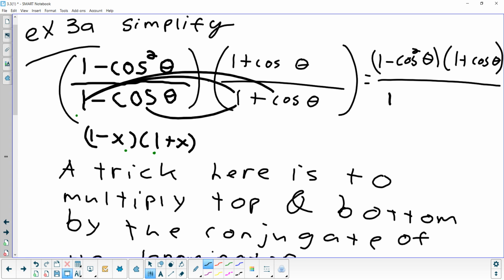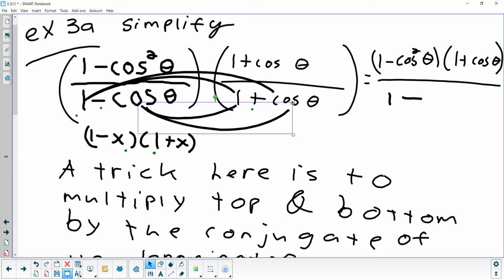1 times cosine is cosine. 1 times negative cosine is negative cosine. Those cancel each other out. And now the last part. What's a negative times a positive? Negative. And what's cosine times cosine? Cosine squared. Now, does anybody see something that's going to happen in that fraction?